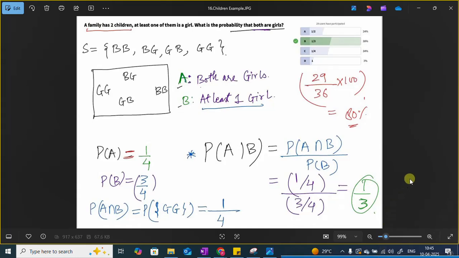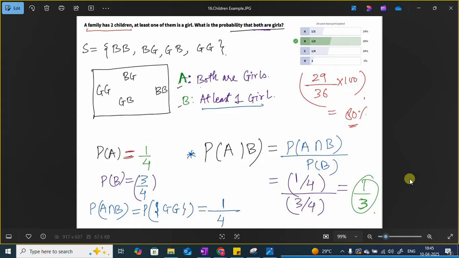Okay, guys, let's have a look. A family has two children. At least one of them is a girl. What is the probability that both are girl? Okay. A family has two children.